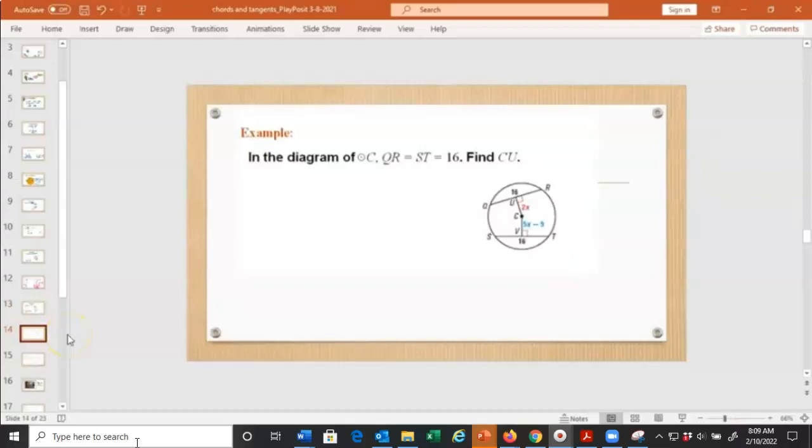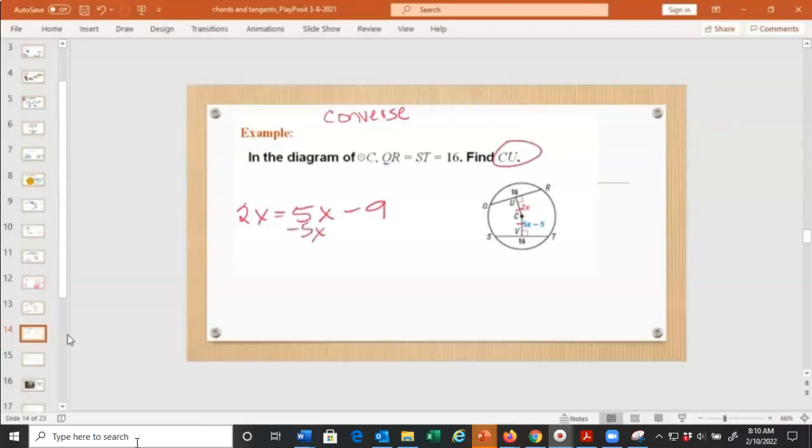So here's another one. In the diagram of circle C, QR is ST and 16. So they're telling you those are all equal. So we know the chords are equal. So this is sort of the converse of what we just learned. We're saying the chords are the same, so they are equidistant from the center. So we know UC and CV are also equal. So we can set 2x equal to 5x minus 9 to help us find CU.